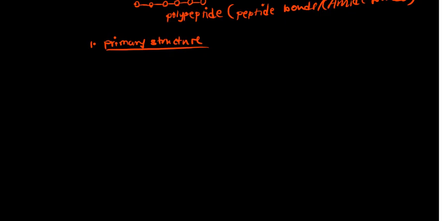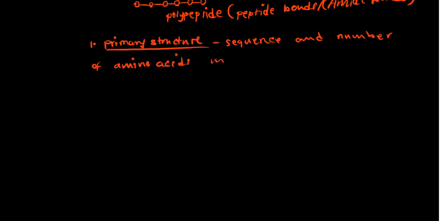So the primary structure is just this sequence and the number of amino acids in a polypeptide. So we shorten it like this, short for polypeptide. So this is just the sequence and then number of amino acids in a polypeptide. That's what we call the primary structure. So the bond in the primary structure is just the peptide bonds.